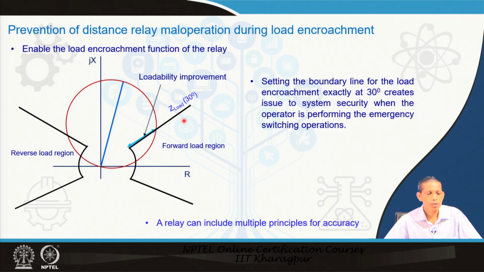Now, we see there are different options for mitigating the maloperation issue associated with load encroachment. We can have a better option also by combining two or three such options for better performance and accuracy. So, what we see is that load encroachment creates a problem, it needs a mitigation strategy, and there are different options available.